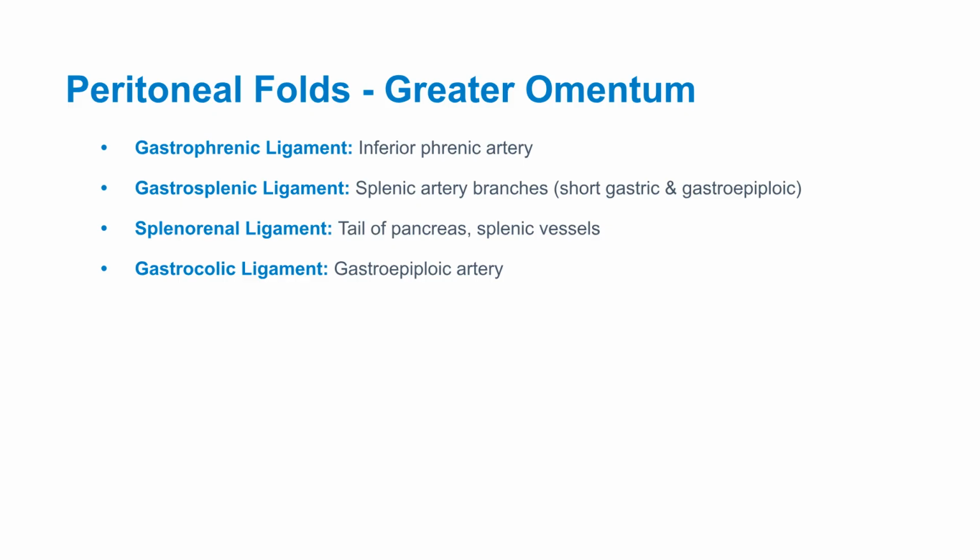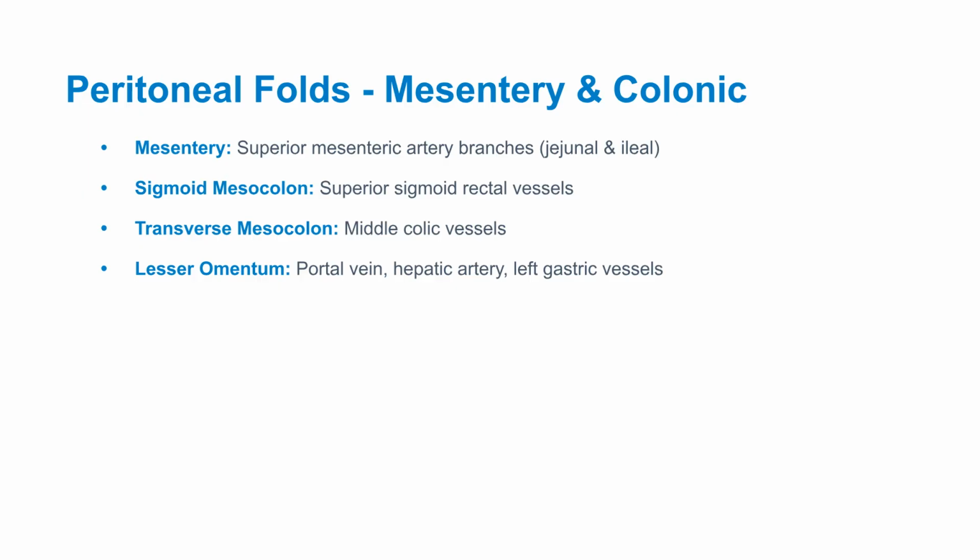Focusing on peritoneal folds, the greater omentum includes the gastrophrenic, gastrosplenic, splenorenal, and gastrocolic ligaments, each associated with specific vessels. Other peritoneal folds include the mesentery, containing superior mesenteric artery branches. The sigmoid mesocolon and transverse mesocolon carry important colic vessels. The lesser omentum houses the portal vein and hepatic artery.